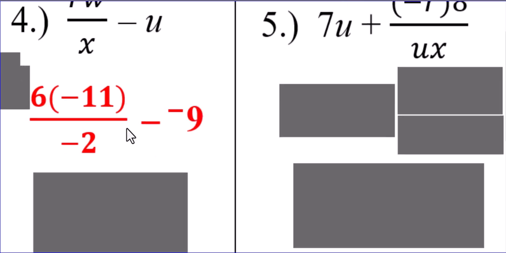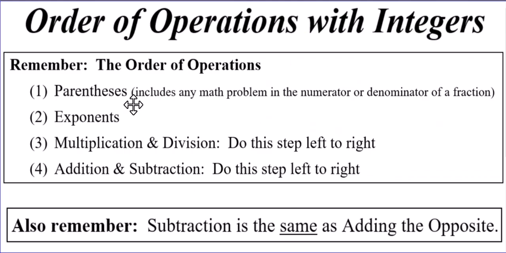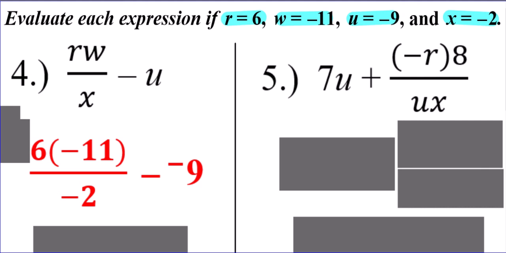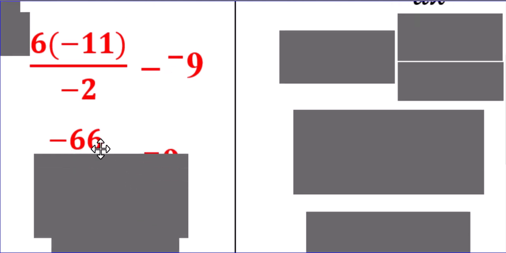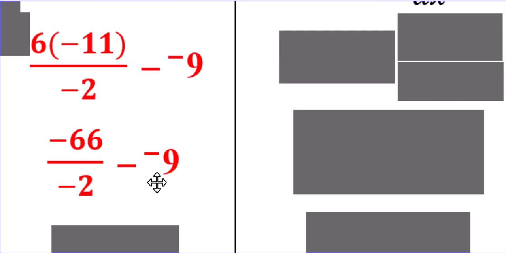6 times negative 11 is what you should do first, because if you have a problem in the numerator of a fraction, that must be done first. We talked about that at the very top of the page. Any math problem in the numerator or denominator of a fraction is considered in parentheses, and therefore you must do it first. So 6 times negative 11 is negative 66. Still over negative 2, and still minus negative 9.